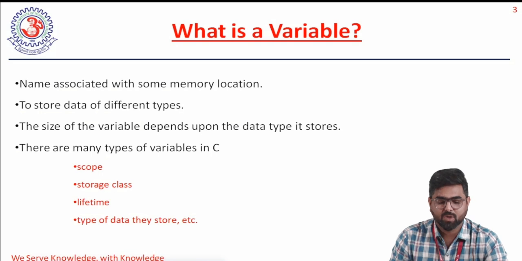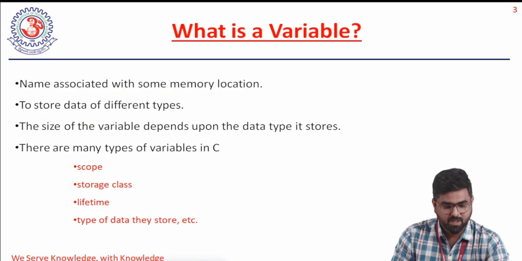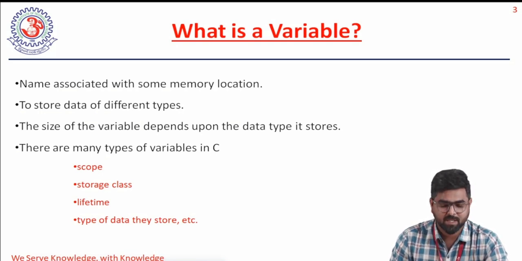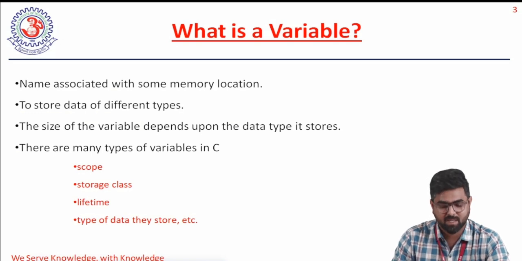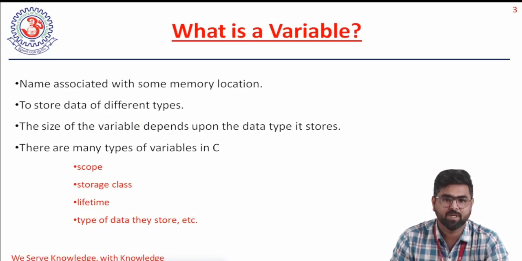To store different types of data, we use variables, and the size of the variable depends upon what type of data we store. That's why when we declare a variable, we need to specify the type of the data also, which we will discuss in the upcoming part of this lecture. We have different types of variables depending upon the scope, storage class, lifetime and the type of data that we store. Now we will discuss what we mean by scope and what the different storage classes are in the C language.